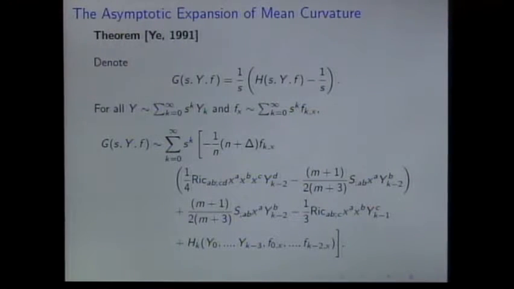Sorry, I said notational complexity. This is where it starts. So Ye's theorem is based on this asymptotic expansion for the mean curvature. We start by defining G. So G is the mean curvature minus 1 over s. So it's the difference between mean curvature and what we want. We want the thing to have constant mean curvature equal to 1 over s, then divided by s again. You can show that the asymptotic expansion of this thing is equal to this. And what we want to do then is choose y and f in such a manner that this thing is equal to 0.